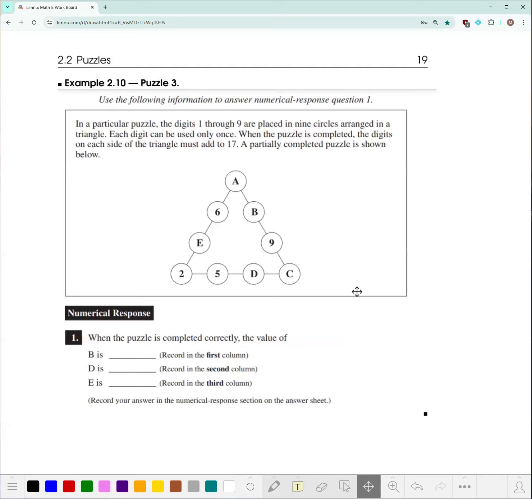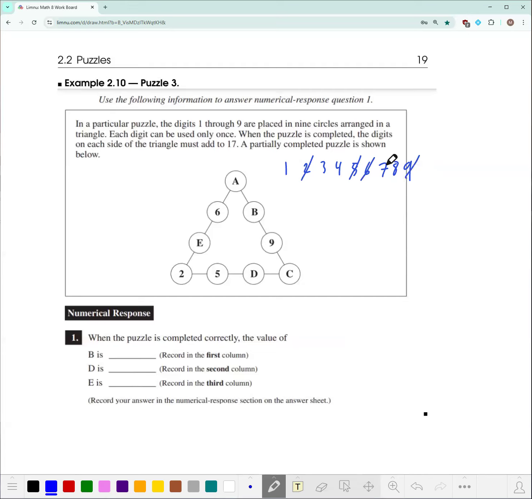That takes time though, so don't do that on your first run through of the questions. All right, I'm going to write out all the numbers first. So 1 through 9 inclusive: 1, 2, 3, 4, 5, 6, 7, 8, 9. And I'm going to cross out the ones that are already in the puzzle. So 2 is there, 5 is there, 6 is there, and 9 is there.